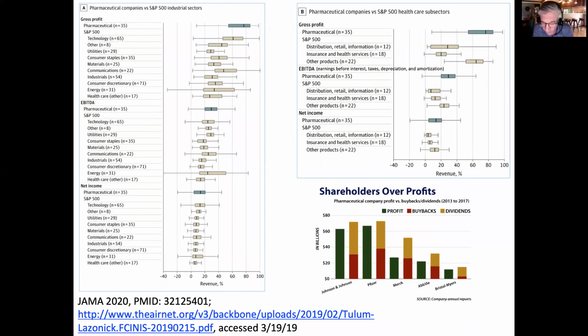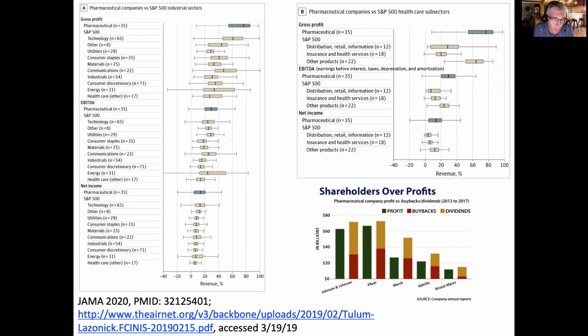And as a result, drug companies are simply the most profitable companies in the American economy. You see that they blow everybody else away in terms of gross profit, upper left part of your screen in the S&P 500. They even blow away other healthcare sectors, top right part of your screen, in gross profit. But as you work your way down these figures, once you get to net income, it's not so impressive, right?